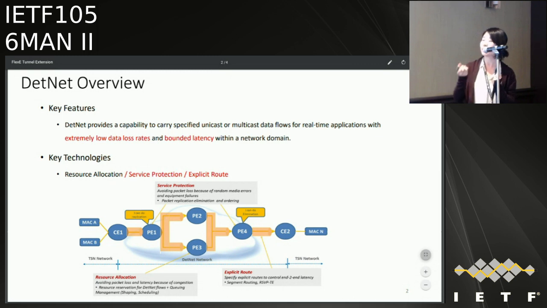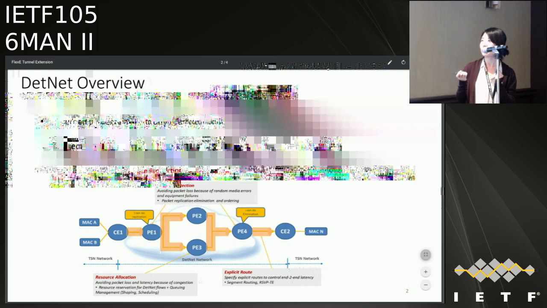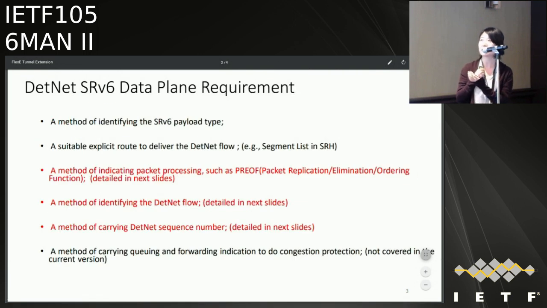That means in some particular node, we will do a packet replication, and the packets after replication will go along different paths through the network. And in another node, the redundant packet will be eliminated, and the remaining one will go through. And also, to make the DetNet service stable, we also have to rely on an explicit path. This presentation is about how to implement DetNet in an SRv6 domain.